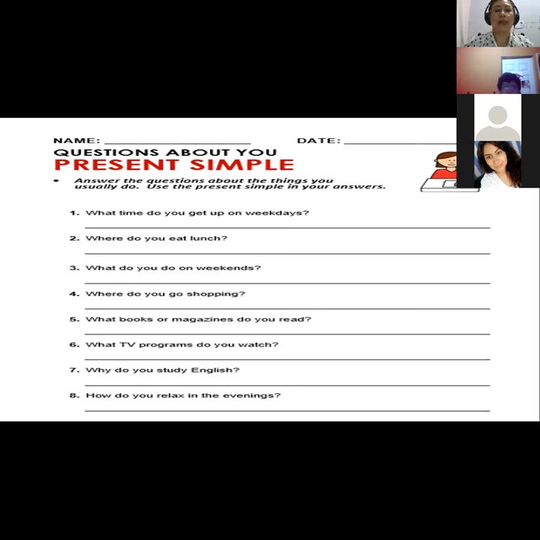Las 8 preguntas. Ok, vamos a usar, digamos, la 3 y la 4. Okay, Iris, what do you do on weekends? On weekends, on Saturday I work, and Sundays in the afternoon I clean my house. In the morning I clean my house.